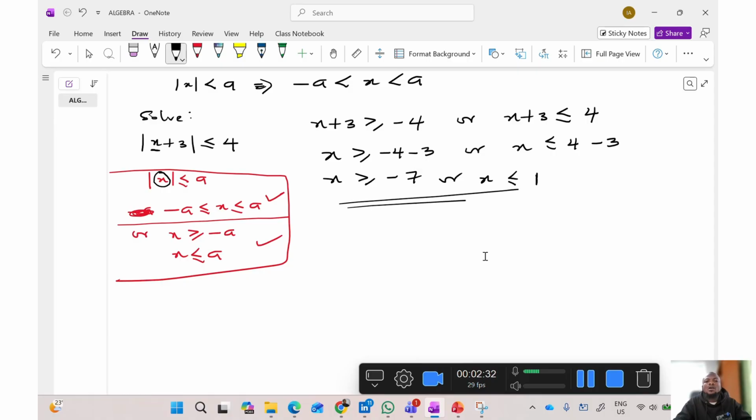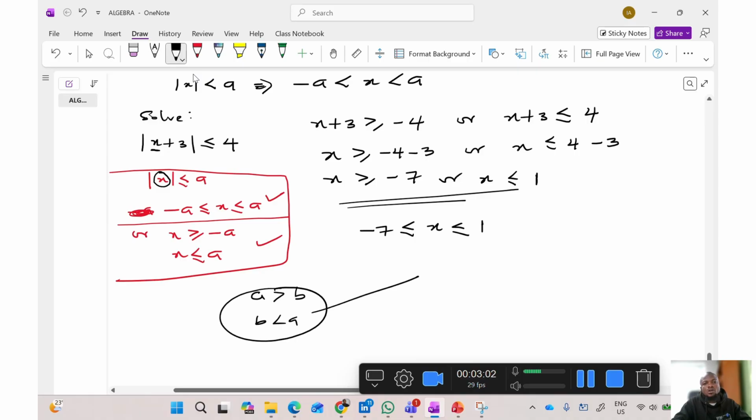And you can rewrite this as, since x is greater than or equal to minus 7, that means minus 7 is less than or equal to x, less than or equal to 1, because x is less than or equal to 1, and minus 7 is less than or equal to x, because x is more than minus 7. Okay? In layman terms, if A is more than B, that means B is less than A. So that was why I just applied that in this expression. I hope this is understood.